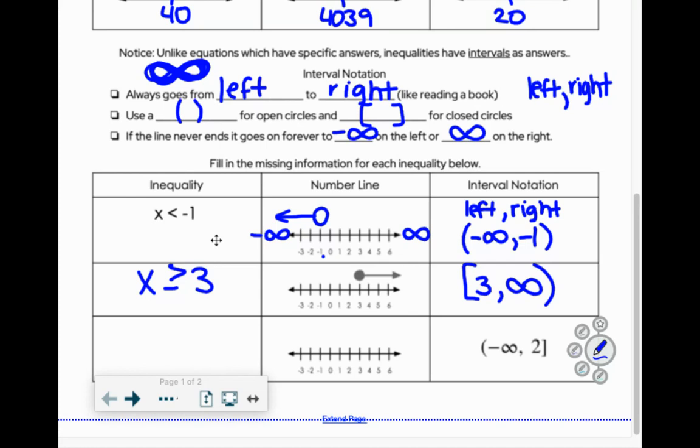Alright, and then our very last one is going from negative infinity to 2. So that means we have an arrow on the left side all the way until we get to 2. And then because it's brackets, I need to fill this in. Brackets always go with a closed circle. And that's how you take interval notation back to the graph.